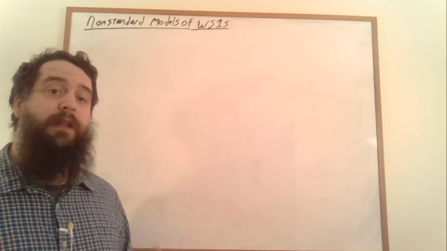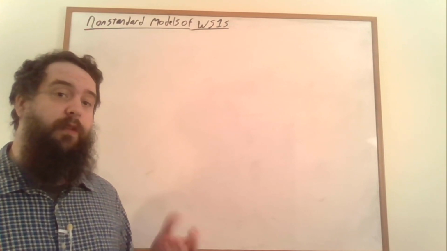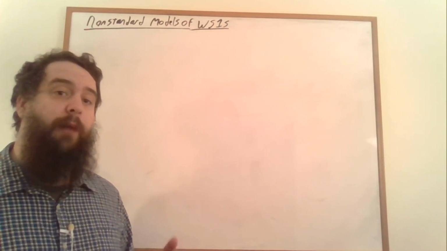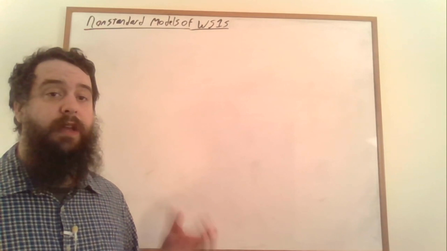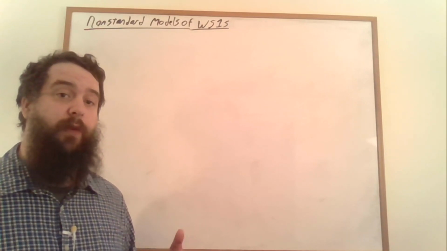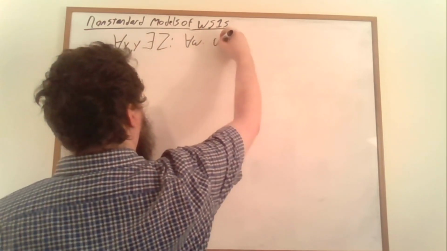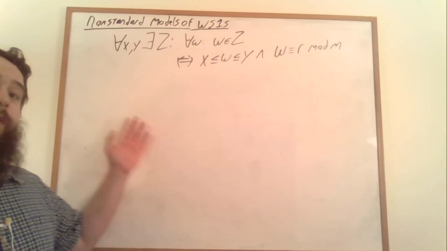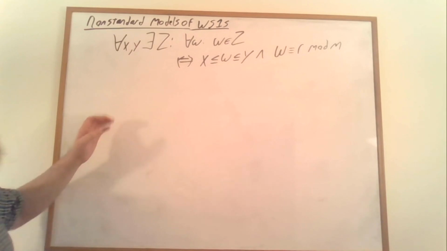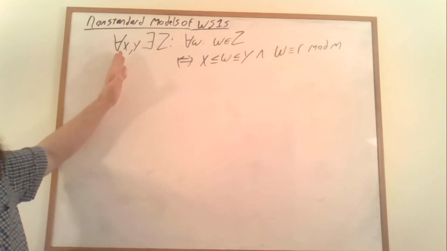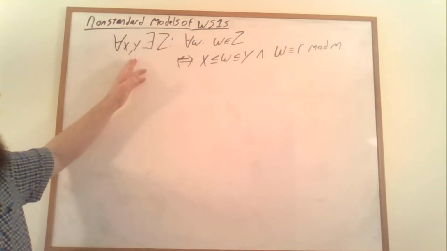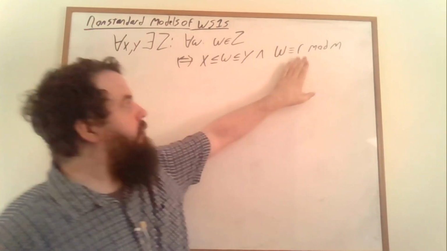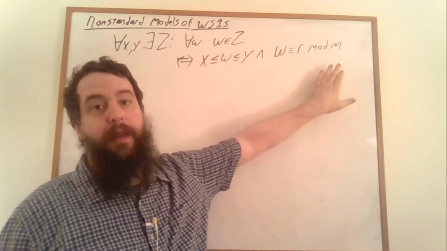Once we have the ability to talk about modular remainders in weak S1S, we can talk about periodic patterns on particular intervals within weak S1S. This formula here describes the existence of a set which, on the interval from x to y, contains exactly those elements which are congruent to R mod m.